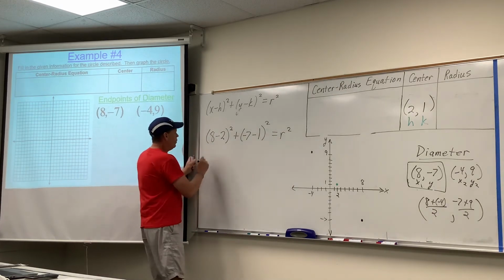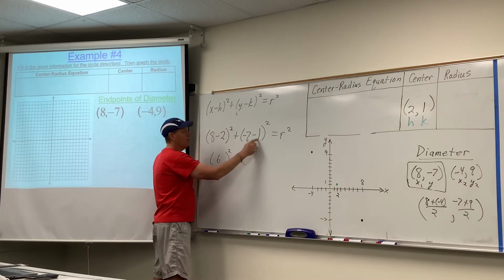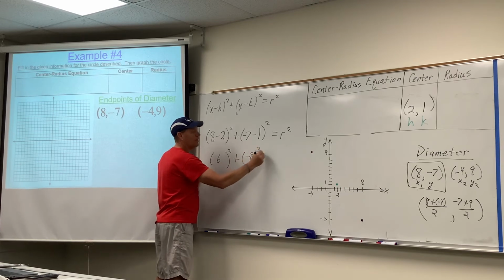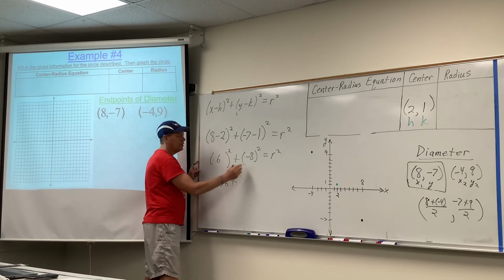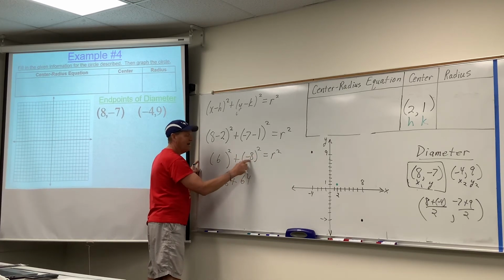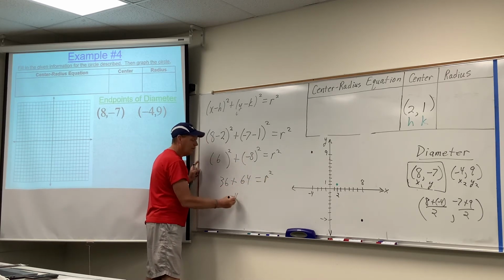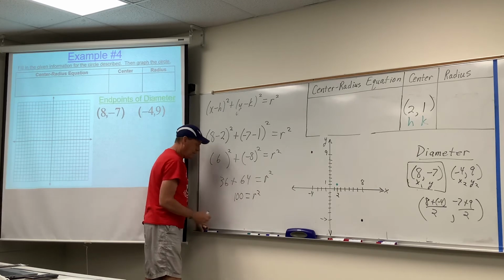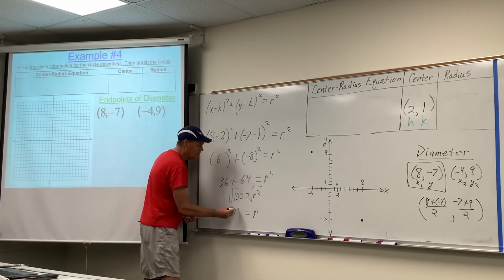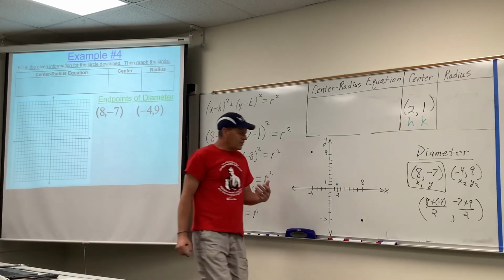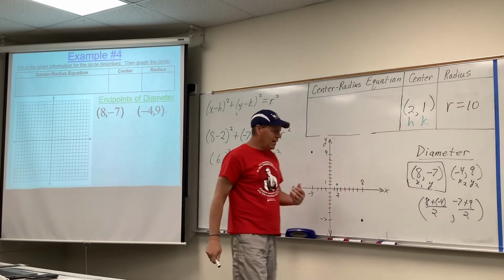So here we are. We do the order of operations. 8 minus 2 is 6. -7 minus 1 is -8. We do what's in the parentheses first. Then we'll do the exponents. 36 plus 64. A negative times a negative. It's important the parentheses are there. All right, this will be 100 equals R squared. Square root. And R would be technically plus or minus 10, but since it's a radius, it'll just be the positive 10. So 10's our radius.